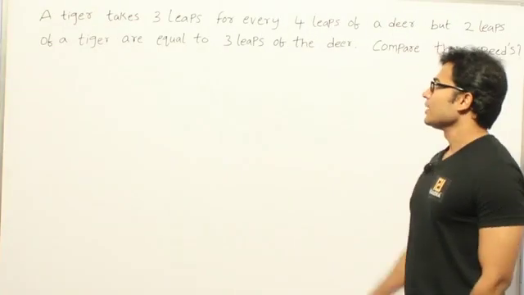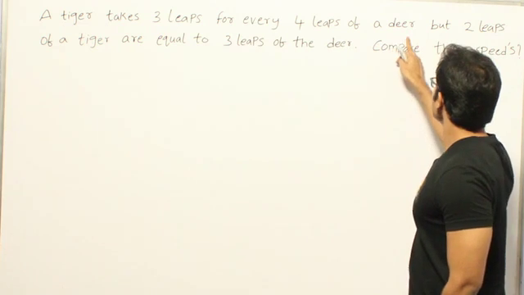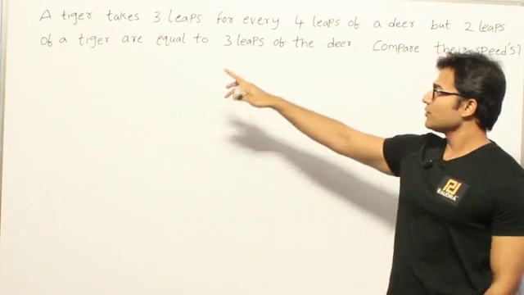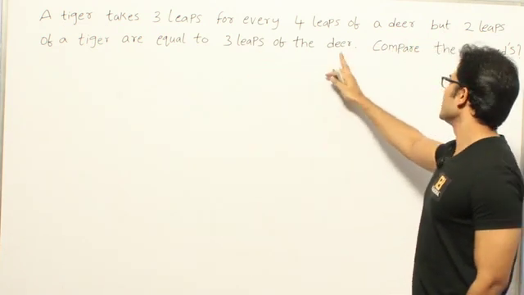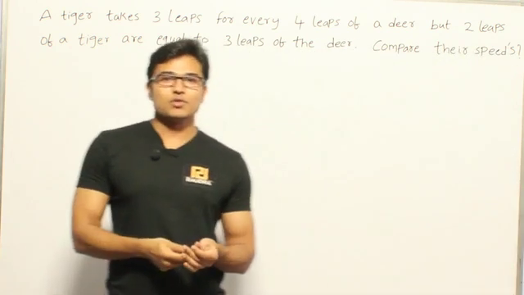Now let's see this question. A tiger takes 3 leaps for every 4 leaps of a deer, but 2 leaps of the tiger are equal to 3 leaps of the deer. Then compare their speeds. So here if you observe it, there are two things given.